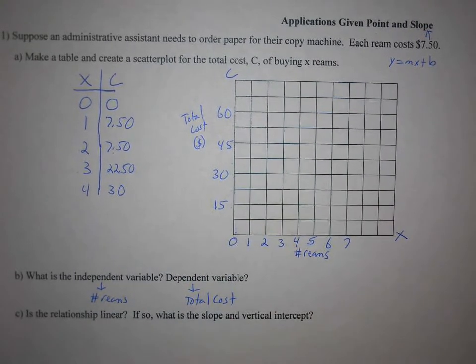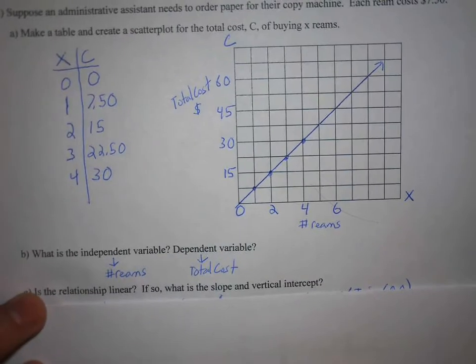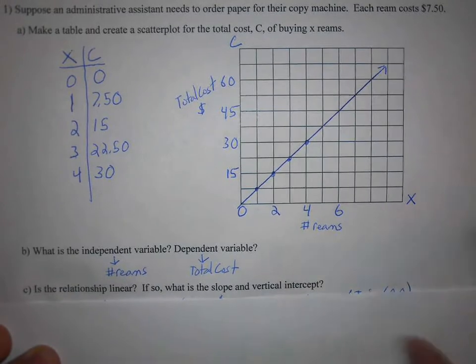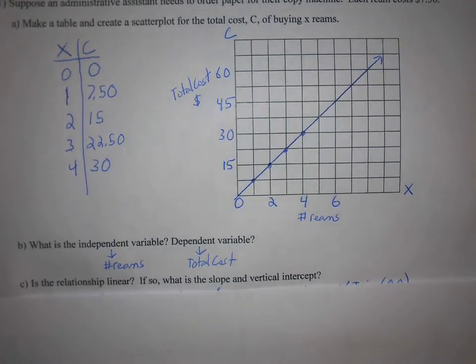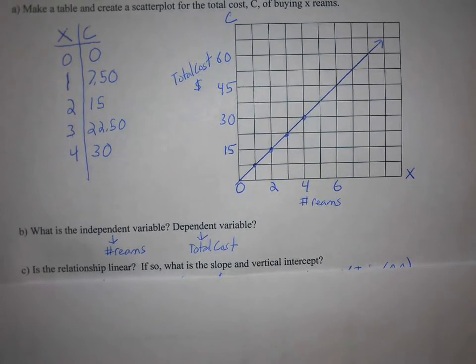So the very basic scatter plot for this, if you plot the points and graph a line through those points, I'll put the answer up just so I can save time on this. So there is your scatter plot and the linear model for the total cost.